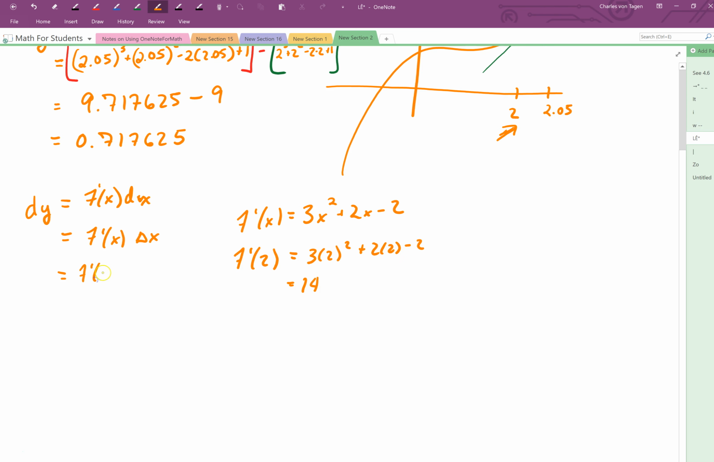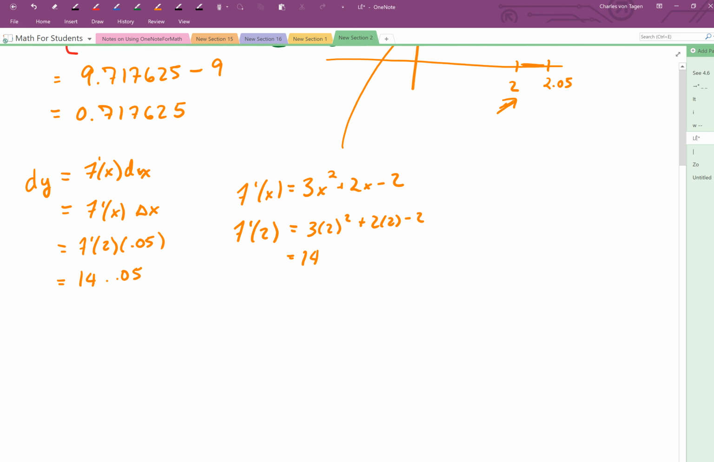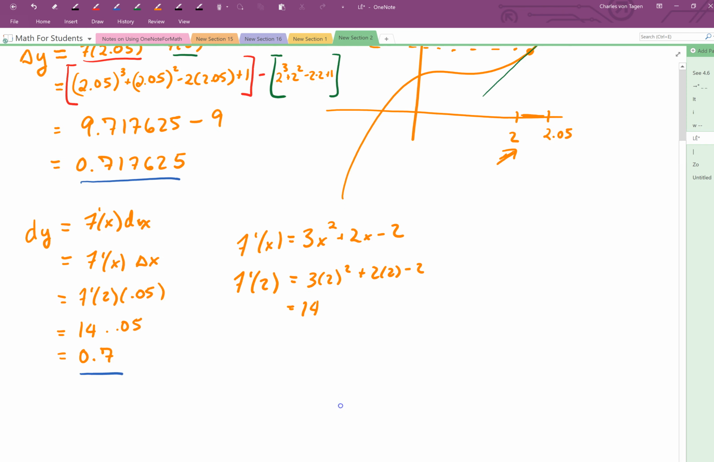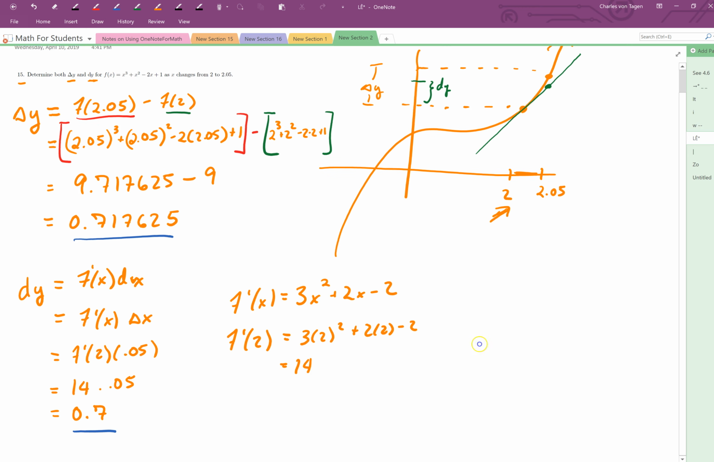So we'll have f prime of 2 times, what's our delta x? The delta x is the change in the x values, which is 0.05. So that's equal to 14 times 0.05, and if we crunch that, we get 0.7. Well, notice how close these two values are to each other. That's the point that we're trying to make, that the differential y value is very close to the delta y value when we're close to our anchor point.